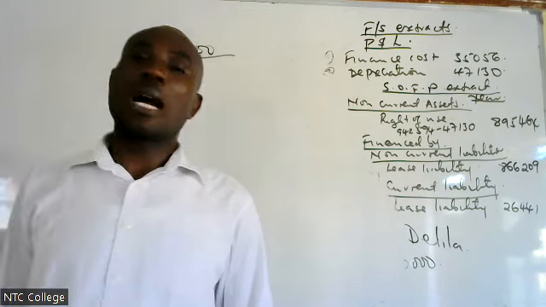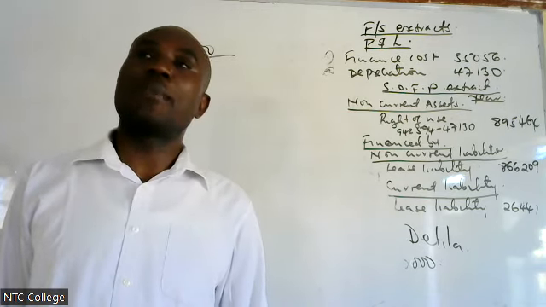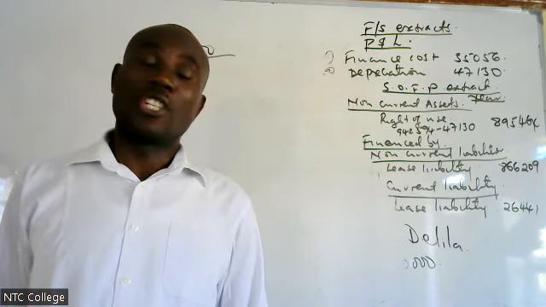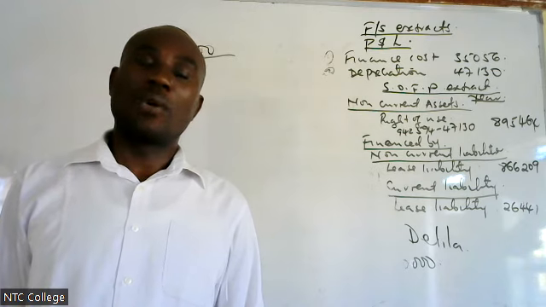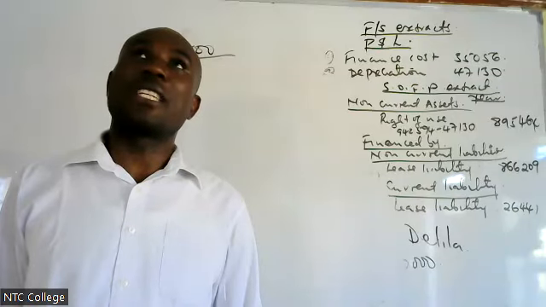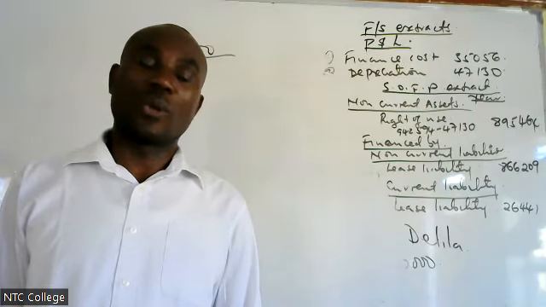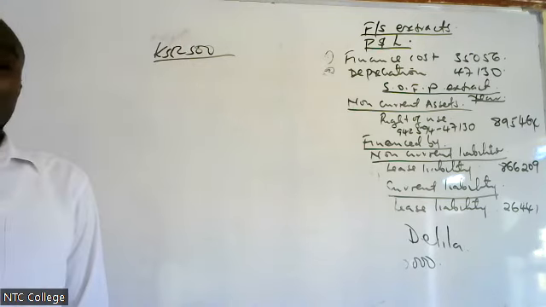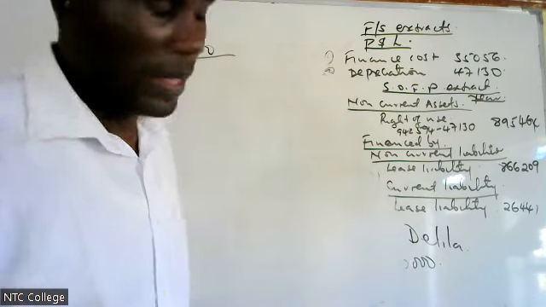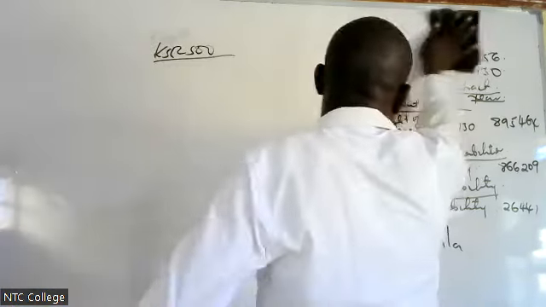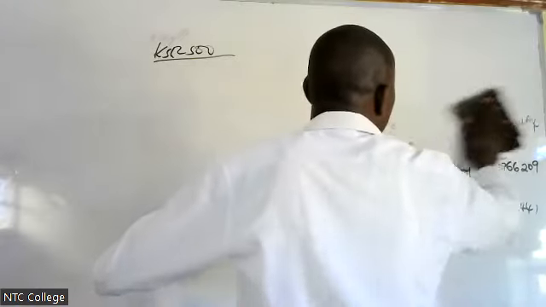Required: show how A Limited will account for the above in years 2019 and 2020. Those are two years, 2019 and 2020.